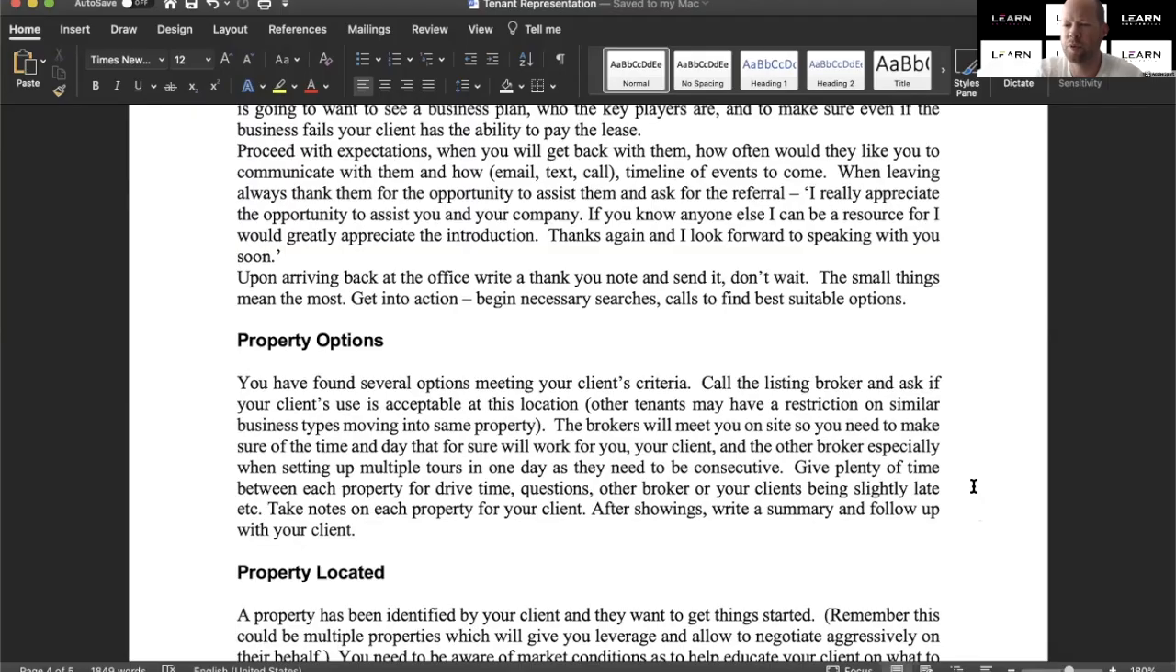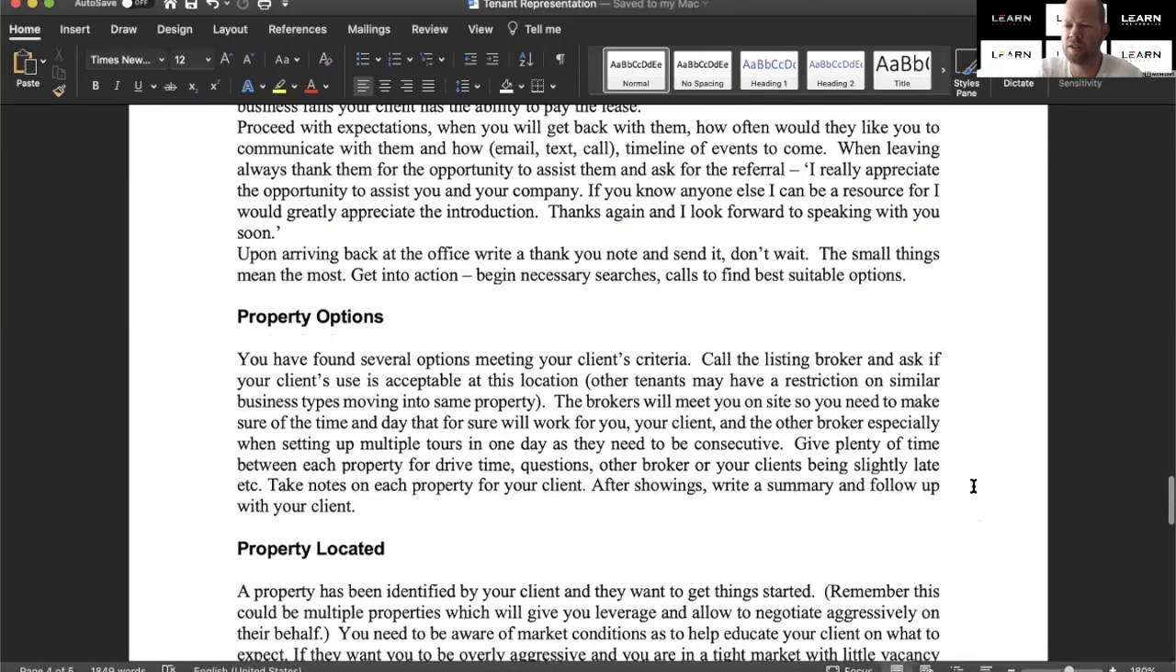Okay, give plenty of time between each property for drive time, questions, other brokers, or your clients being slightly late. Take notes on each property for your client. After the showings, write a summary and follow up with your client.